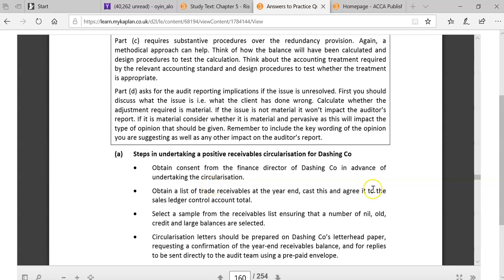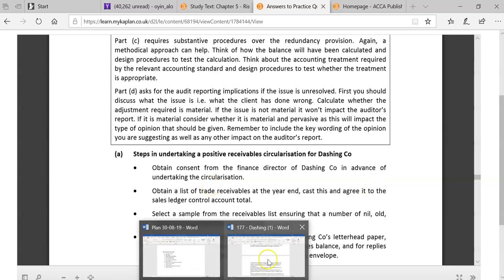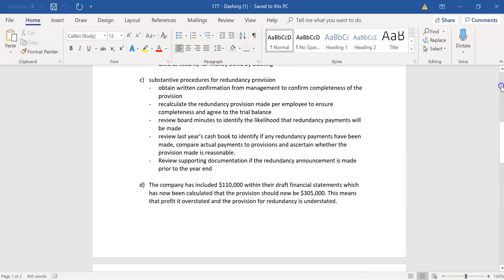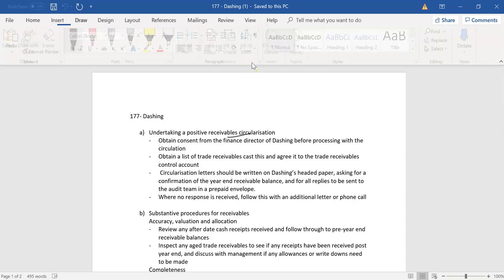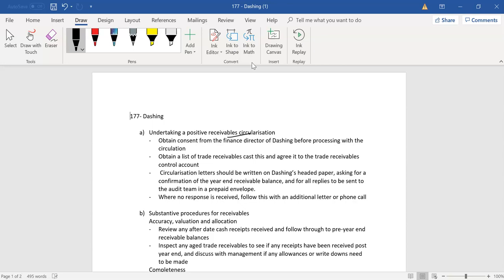Great. So, question 177. We're gradually now moving into, this is the last one, I think. When I say the last one in terms of substantive testing, because we've tested everything, it's just trade receivables now. As you can imagine, we must carry out these circularizations, which you'll be reading about.